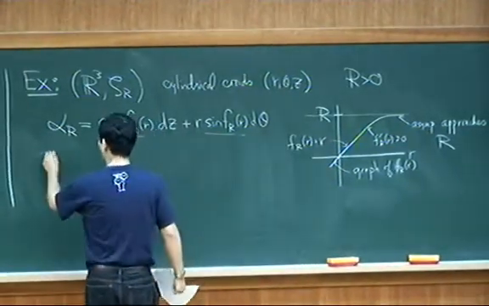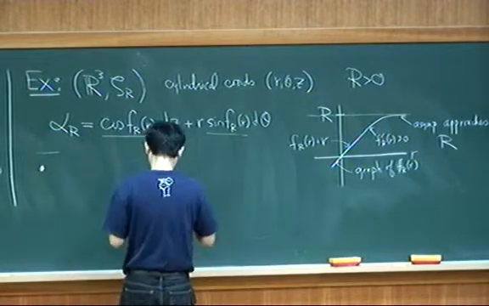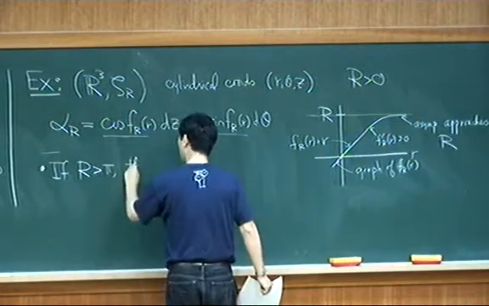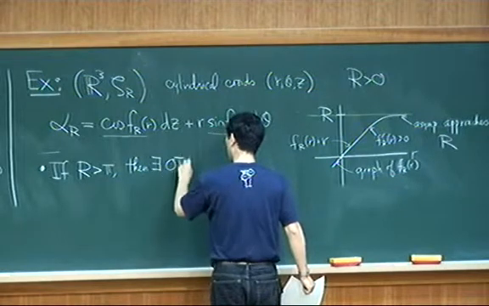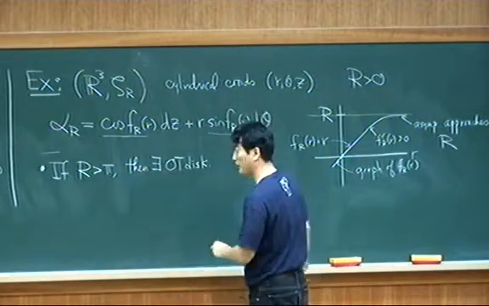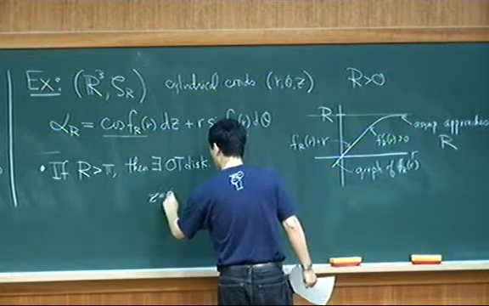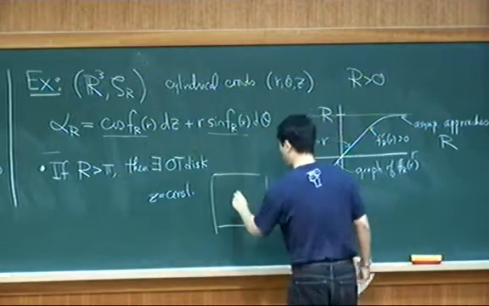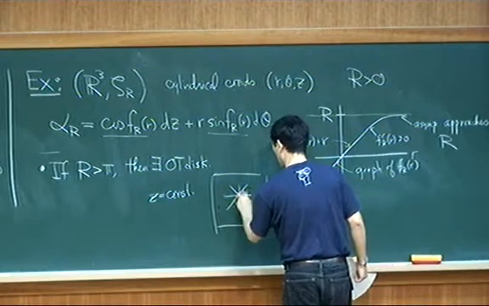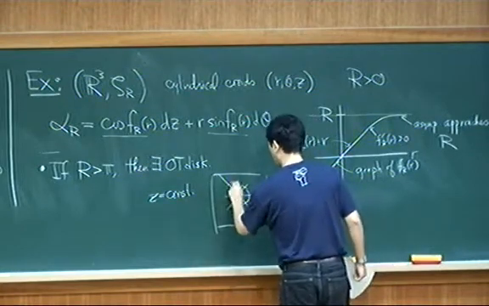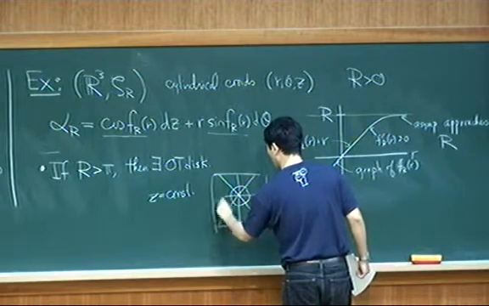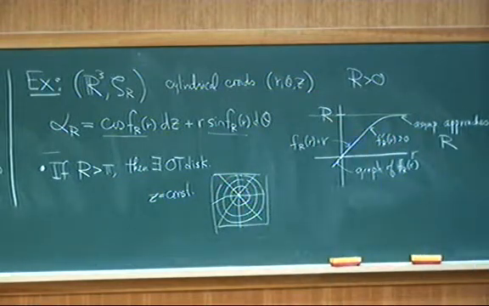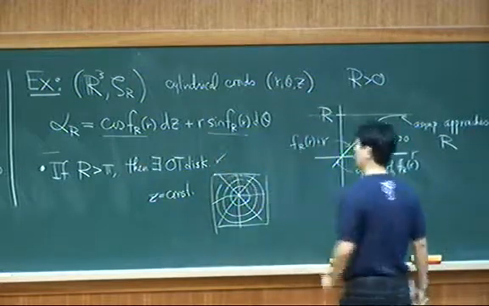Okay, so there's one clear observation. If R is greater than pi, then there exists an over-twisted disk. Right. So you just take the plane z equals constant, and on this plane z equals constant, the characteristic foliation, if it's sufficiently big, will look like something like that. So this is clear.